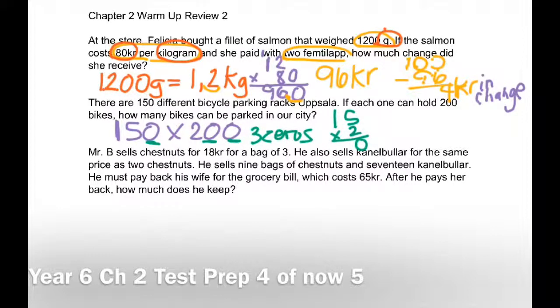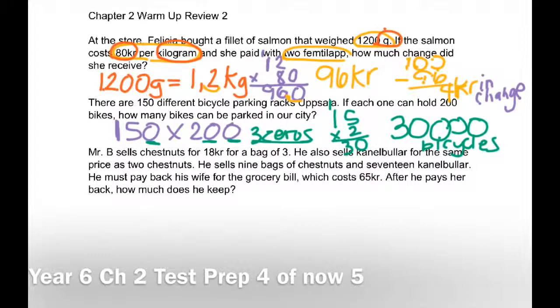So 2 times 5 is 10. 2 times 1 plus 1 is 3. So it would be 30 plus 3 more zeros. 1, 2, 3. 30,000 bicycles. Wow. I don't think that's true, but it might be.